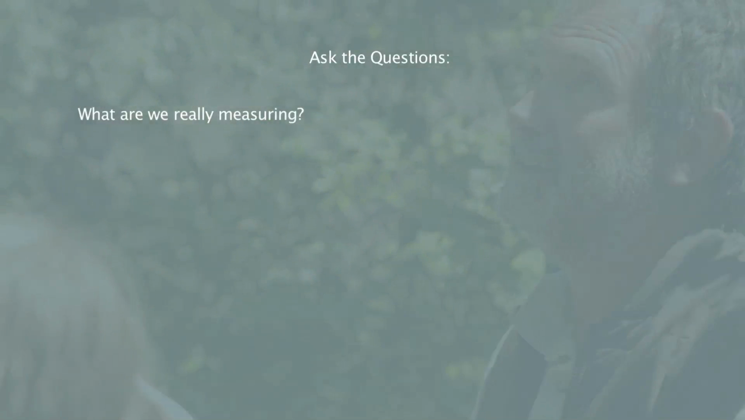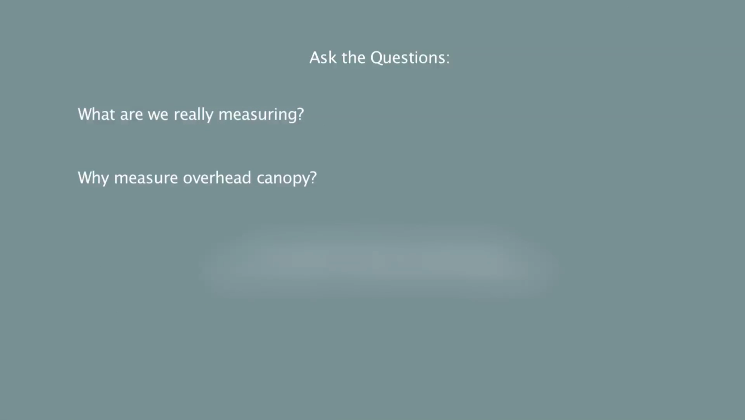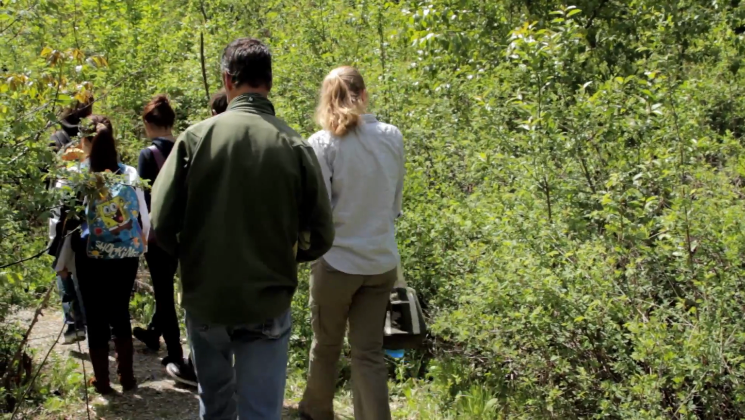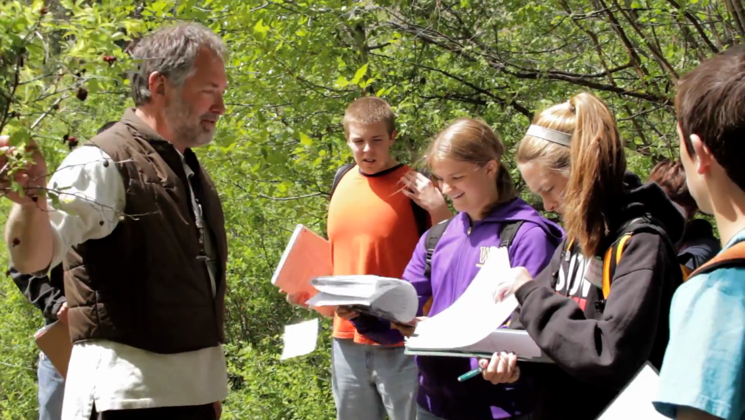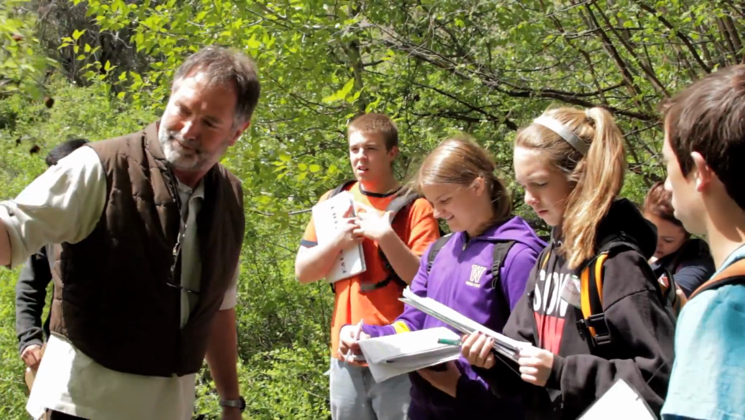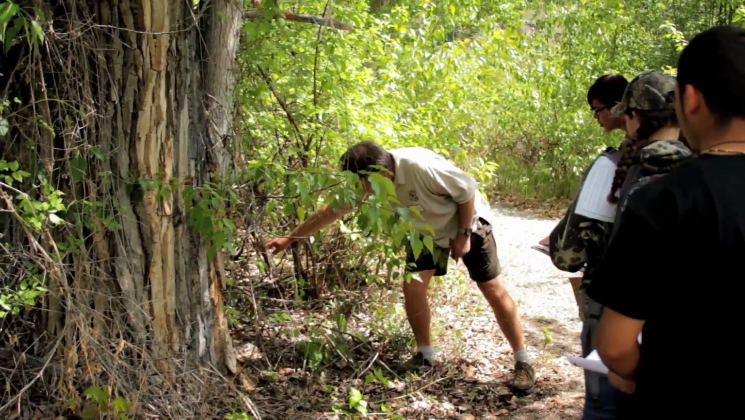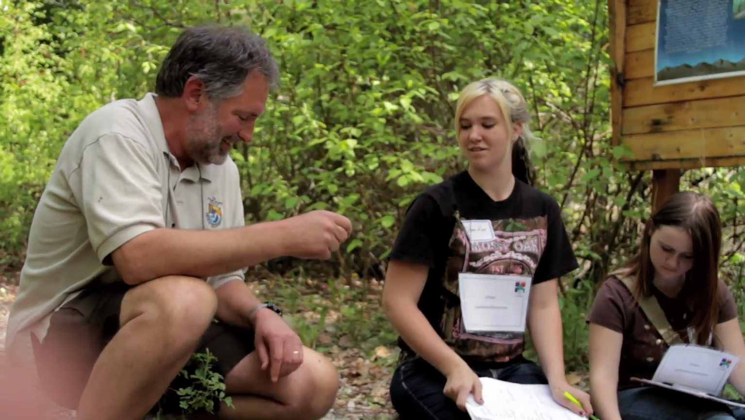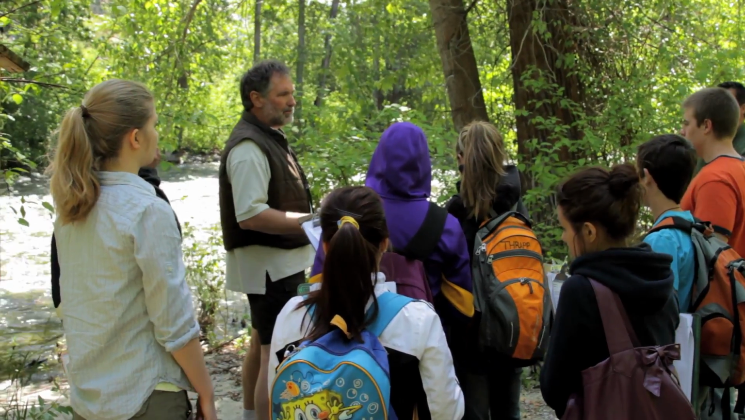What are we really measuring? Why measure overhead canopy? Use examples like the spotted owl, invasive species, and dry forest management. Find suitable spots along the trail to explore the following concepts: plant adaptation, functions of the riparian zone vegetation, plant succession, and larger scale floodplain functions and values.